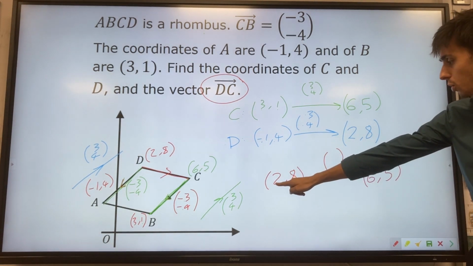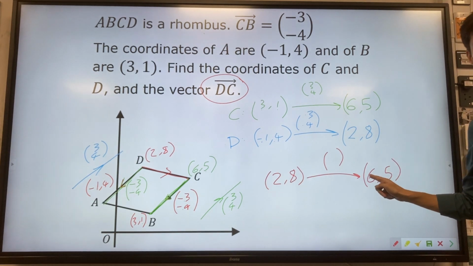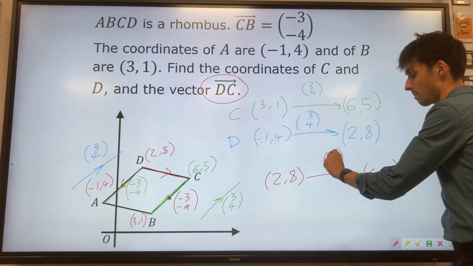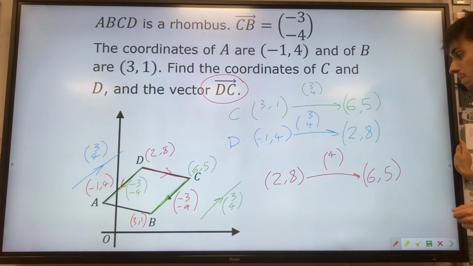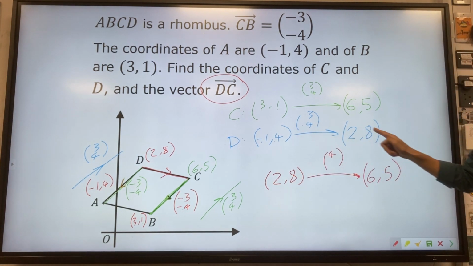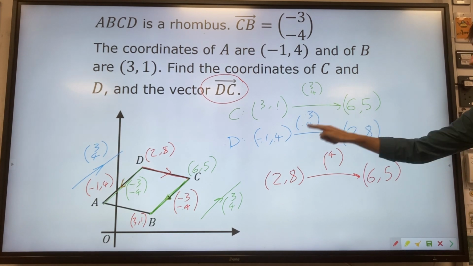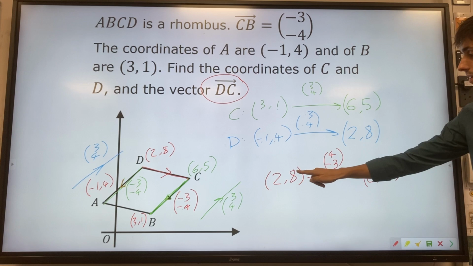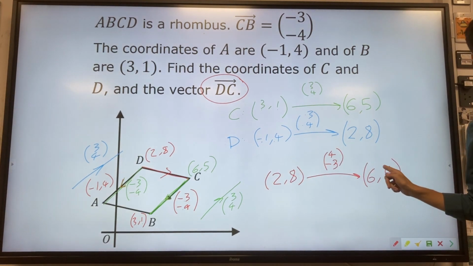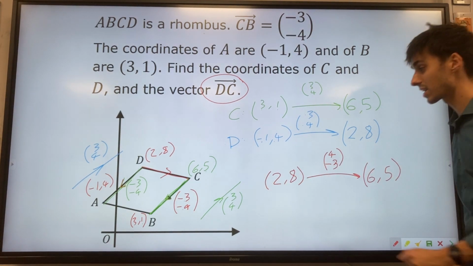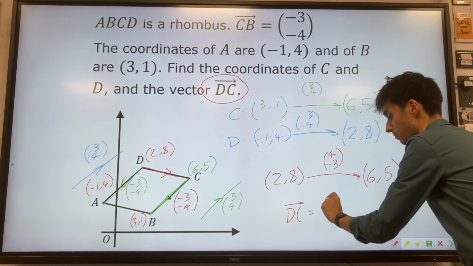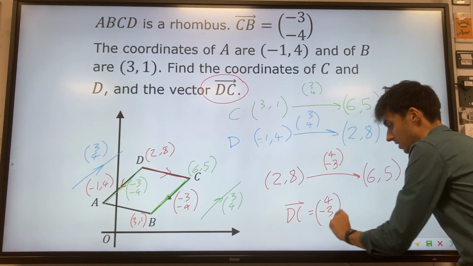To go from 2 to 6 on my x-axis, I can do 6 subtract 2. It must have been +4. To go from 8 to 5, I could do 5 subtract 8. It must be a take away 3. 8 take away 3 to get to 5. That means my vector DC must be 4, -3 as a vector.